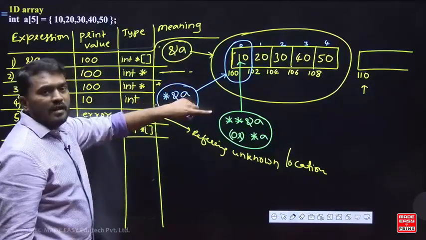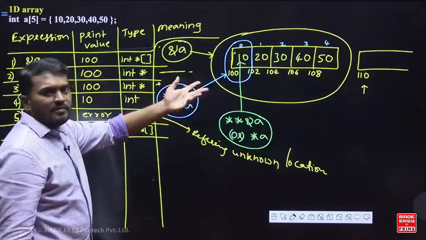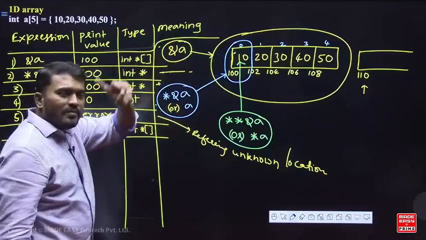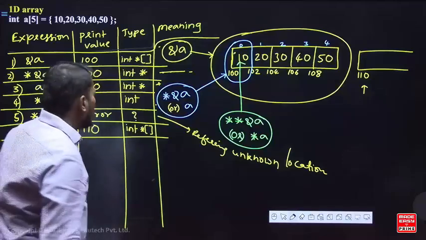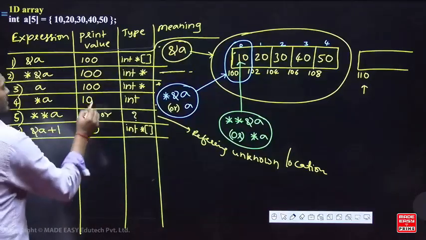1D array size how much here? 10 bytes, because 5 elements are there, 10 bytes. So whenever you say ampersand a plus 1, 10 bytes. Ampersand a plus 2, again 10 bytes. Okay, so now look at here, ampersand a plus 1, print value is 110.